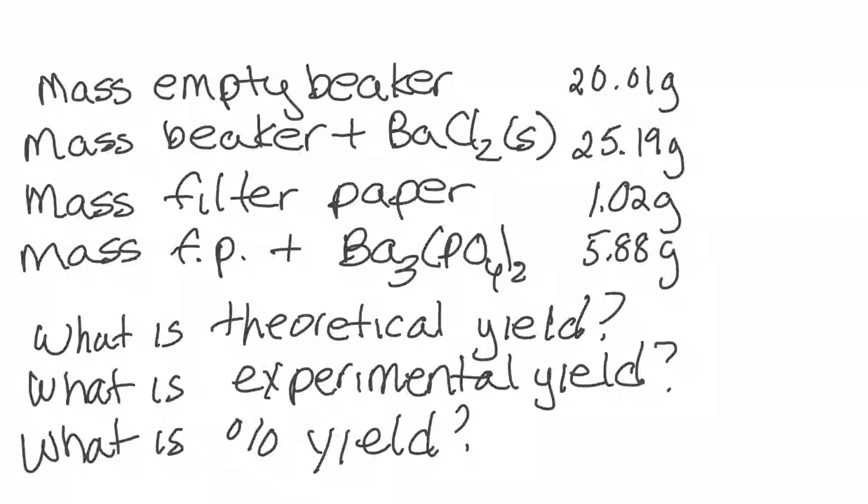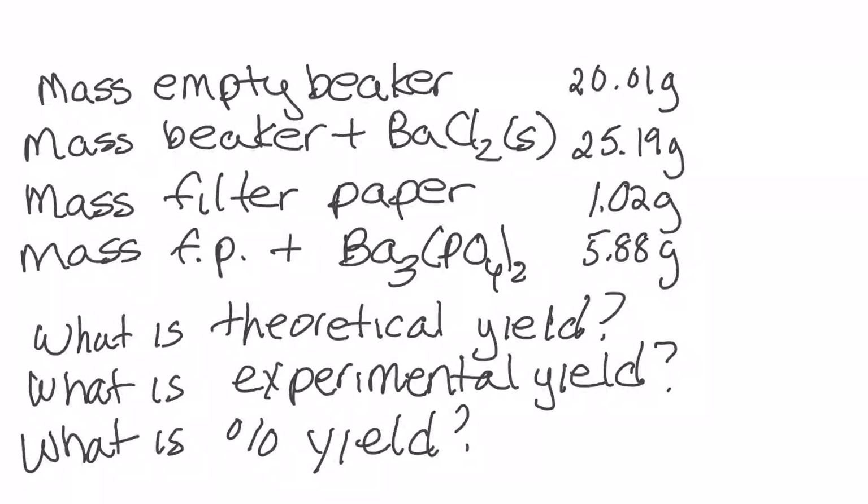So here are some data from an experiment that involved producing the barium phosphate in the lab. So what did they do? They weighed an empty beaker and they got 20.01 grams. They put some solid barium chloride in there and weighed it again, and they got 25.19 grams. They mixed it with water and sodium phosphate, and then they got a precipitate, which was barium phosphate. They took out some filter paper in a funnel and collected the barium phosphate in the filter paper. So they weighed the filter paper empty, they weighed it with the barium phosphate, and this is their data.